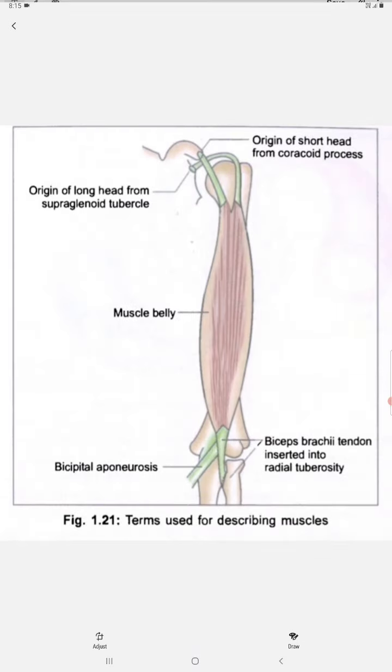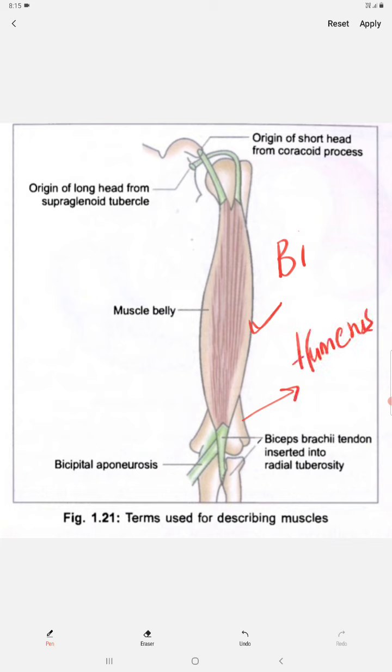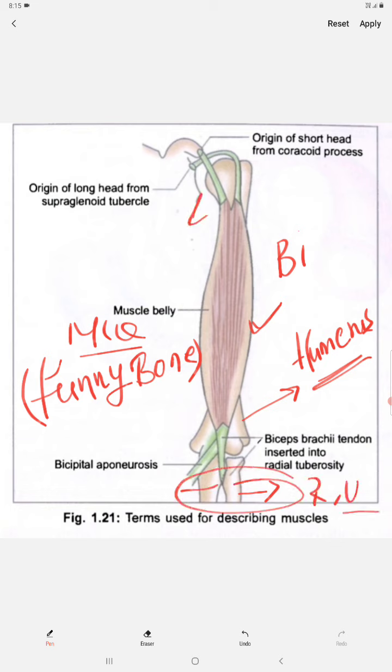So we can see one more last diagram. This is the muscle. Here shown is the biceps muscle. We can see it in the arm. This bone is, yes, you are correct, the humerus bone. The humerus bone is also called the funny bone. Remember this point, this is also very important, the funny bone. It may also be asked as an MCQ, right? Which bone is called the funny bone? That is the humerus. And coming to this, the radius and the ulna are present here.